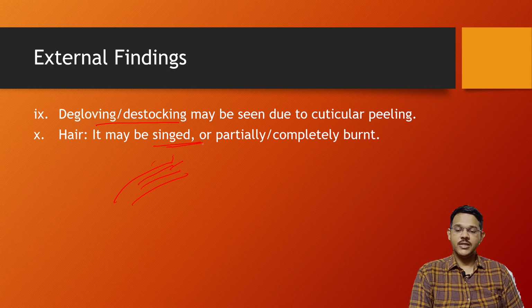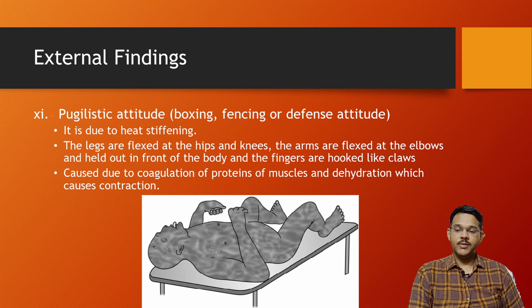Hair may be singed if there is a flame burn, or partially or completely burned, completely absent. There may be a pugilistic attitude. This is seen in many cases of burns where the complete body is burned. It is also called a boxing attitude, fencing attitude, or defense attitude.